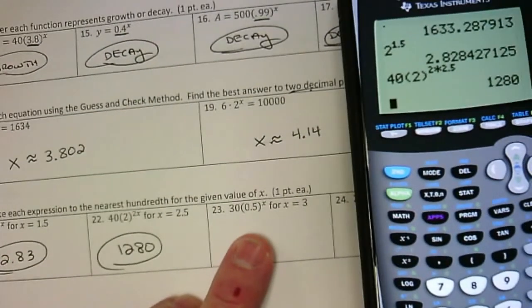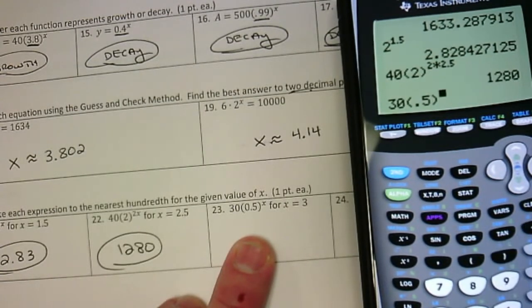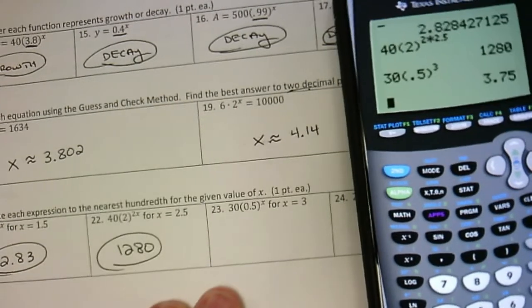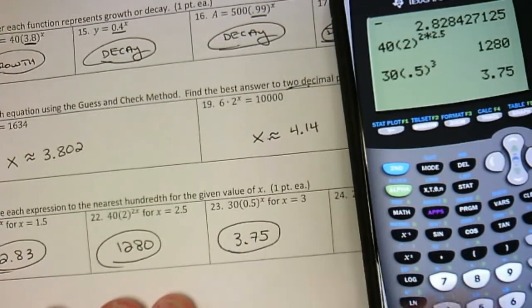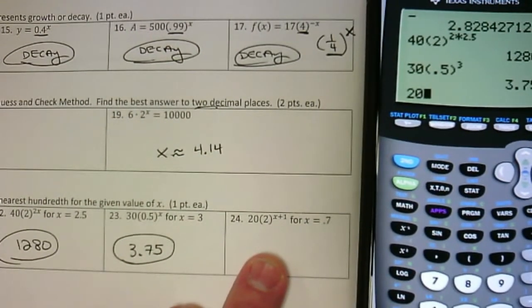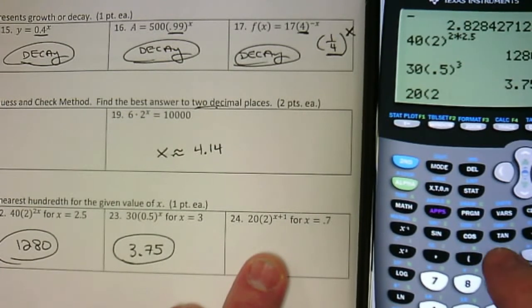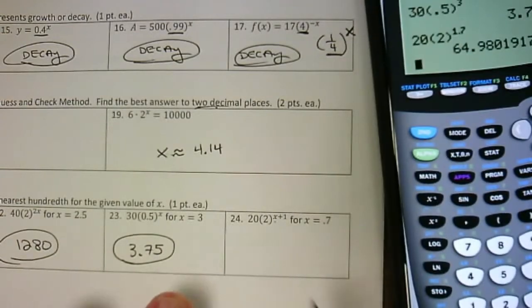Next one here, 30 times 1/2 to the 3rd power, 3.75. Last one here, 20 times 2 raised to the, 0.7 plus 1 is 1.7, so I'm just going to do that. If you wrote 0.7 plus 1, you're going to get the same answer on your calculator, 64.98.